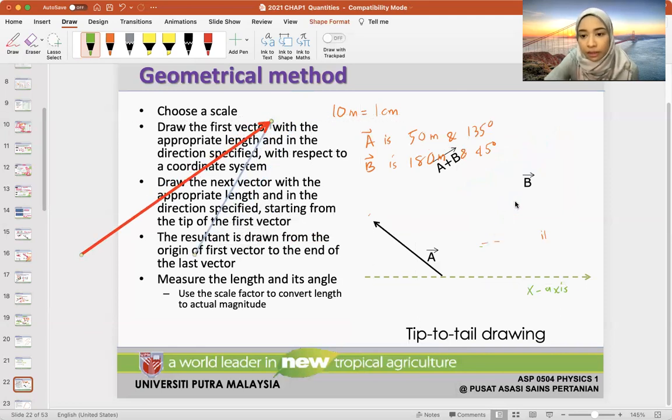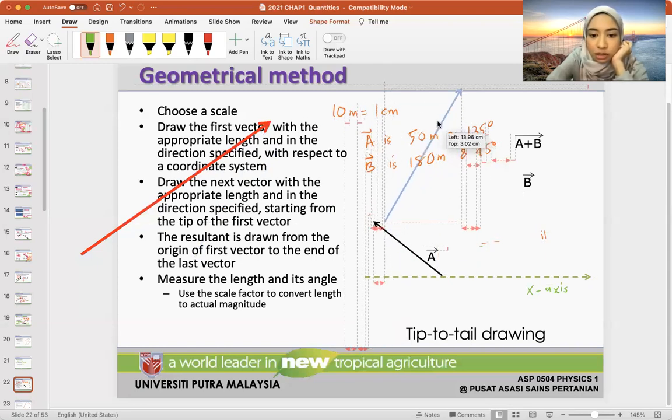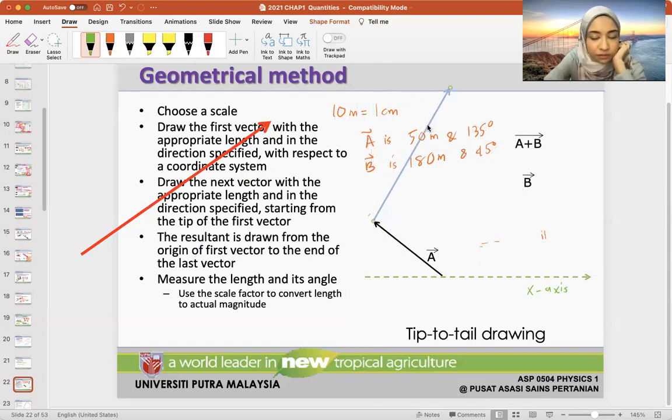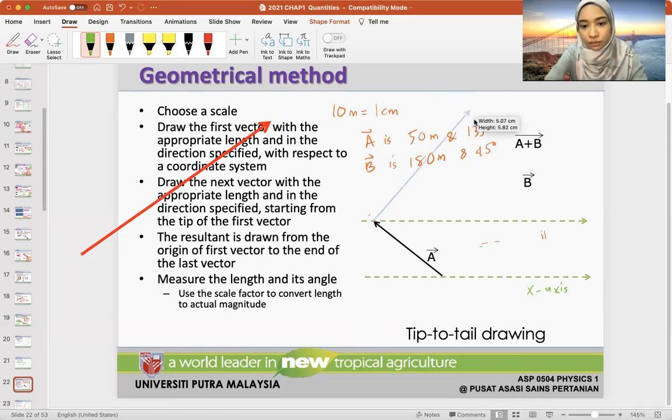And then I want to draw my B vector because I want to add these two together. Ini soalan saya kan. This is my question. So B vector is 180 meter and 45 degrees. So let's use another arrow. Tip to tail. So I need to start from the tip of A, the first vector, connect it to the tail of the second vector. But now the second vector is 45 degrees with respect to the x-axis. So it's like that.